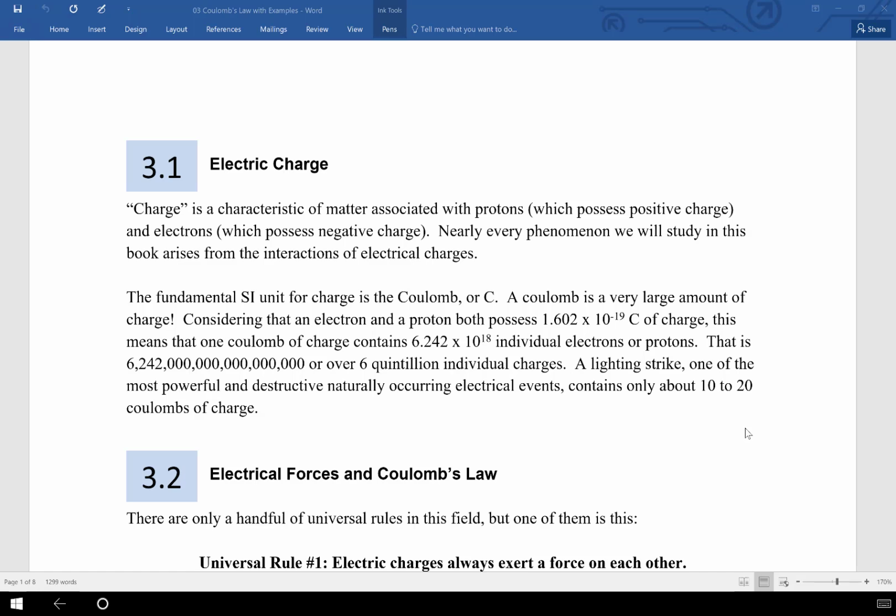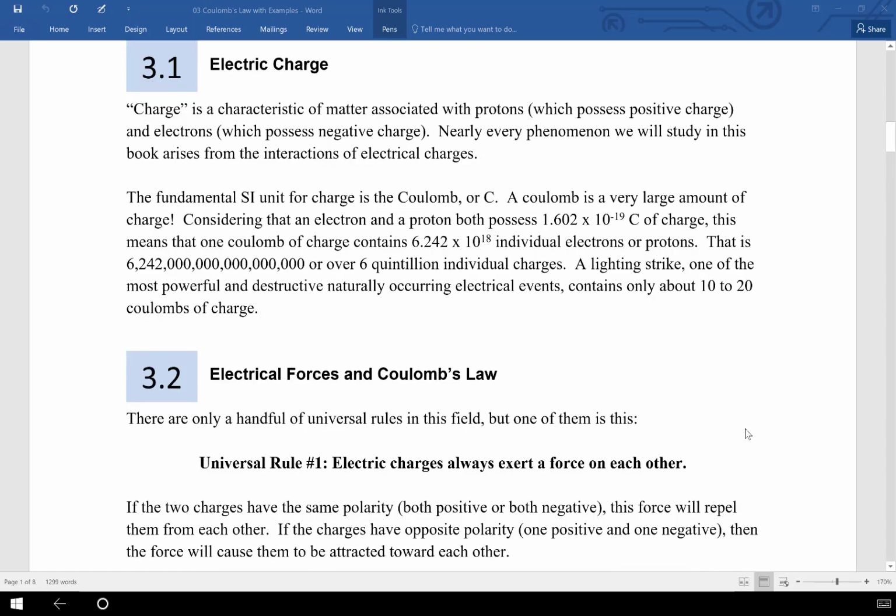Now, the fundamental SI unit for charge, of course, as I just mentioned, is the Coulomb, which we'll abbreviate with the capital C. It turns out that a Coulomb is a very large amount of charge. If you think about the fact that both an electron and a proton each have 1.6 times 10 to the minus 19th coulombs of charge, this means that 1 coulomb of charge contains more than 10 to the 18th electrons or protons. And I've written that out, and it's over 6 quintillion individual charges.